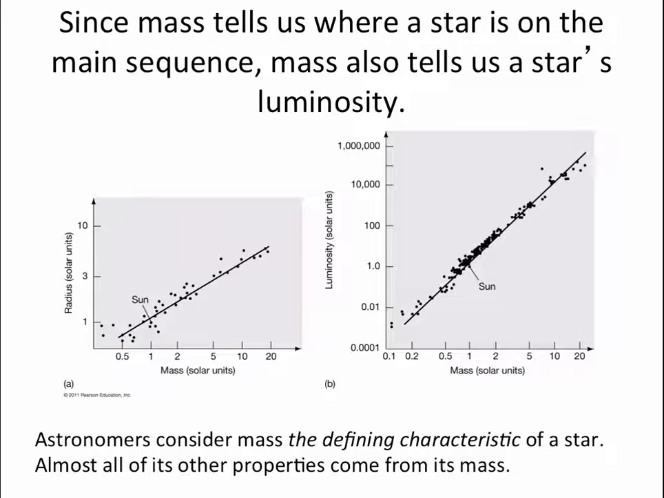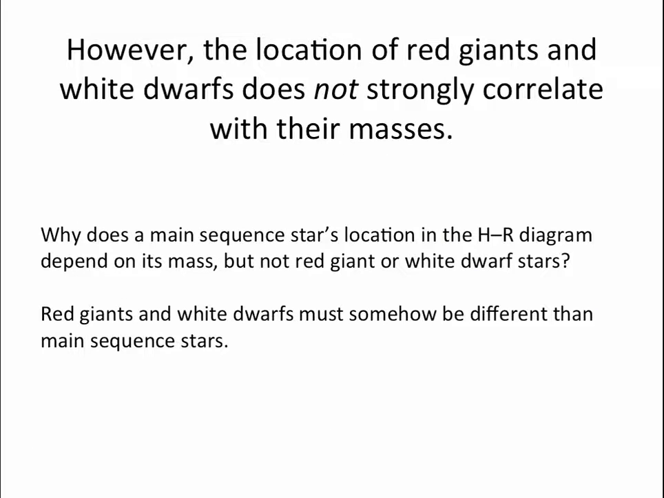And since mass tells us where a star is on the main sequence, mass of a star will also tell us how bright the star is. Or mass of a star can tell us the radius of the star. Or mass of a star can tell us what temperature the star is. However, it's important to know that this only works for main sequence stars. It does not work for red giants. It does not work for white dwarfs.